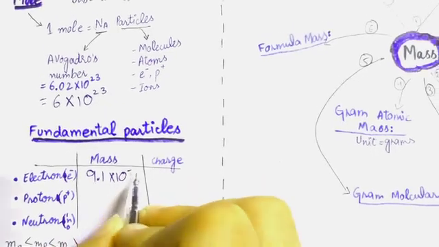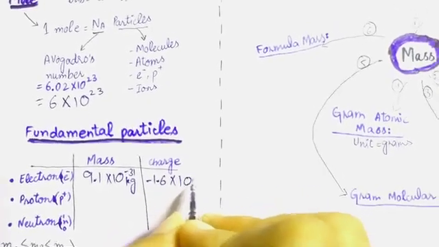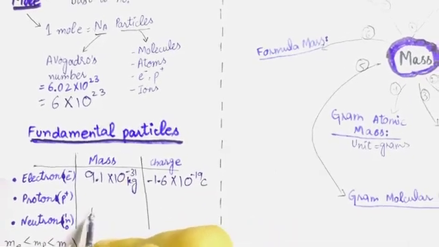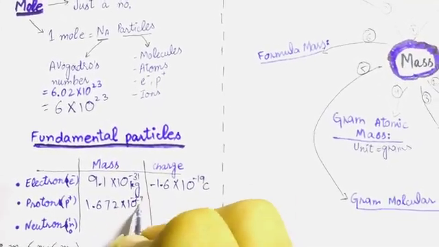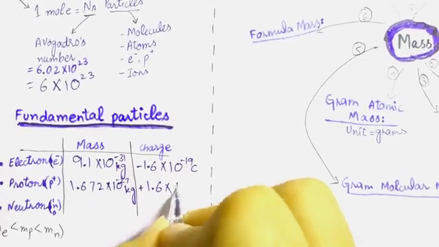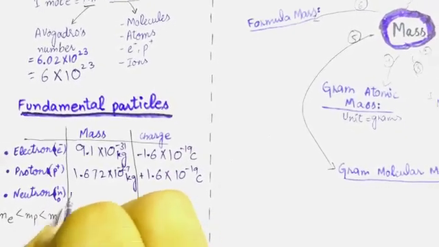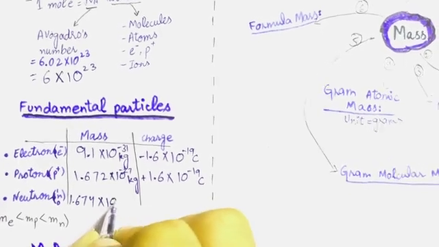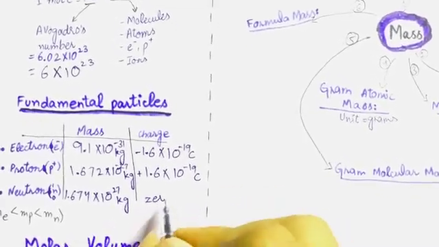Here the mass of electron is 9.1 multiply 10 power minus 31 kg, and the charge on it is minus 1.6 multiply 10 power minus 19 coulomb, and proton mass is 1.672 multiply 10 power minus 27 kg, and charge on proton is plus 1.6 multiply 10 power minus 19 coulomb, and mass of neutron is 1.674 multiply 10 power minus 27 kg.